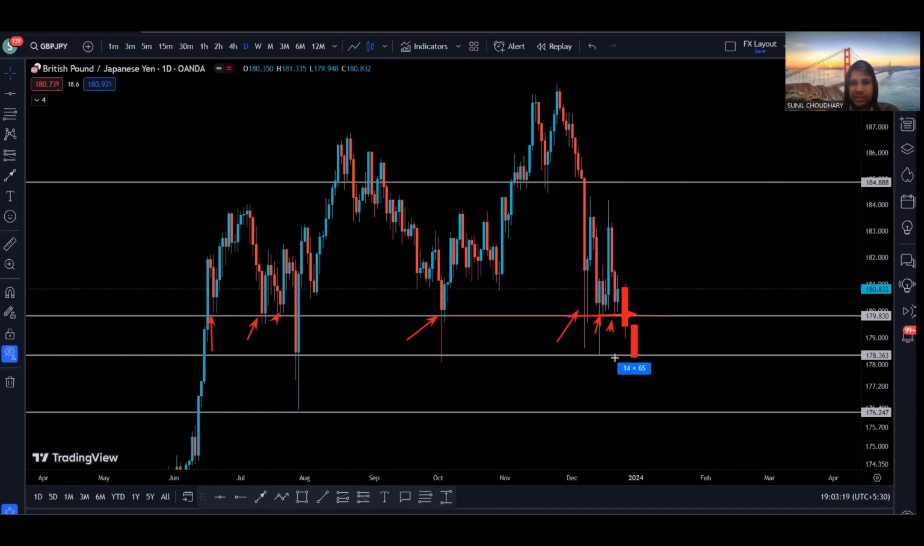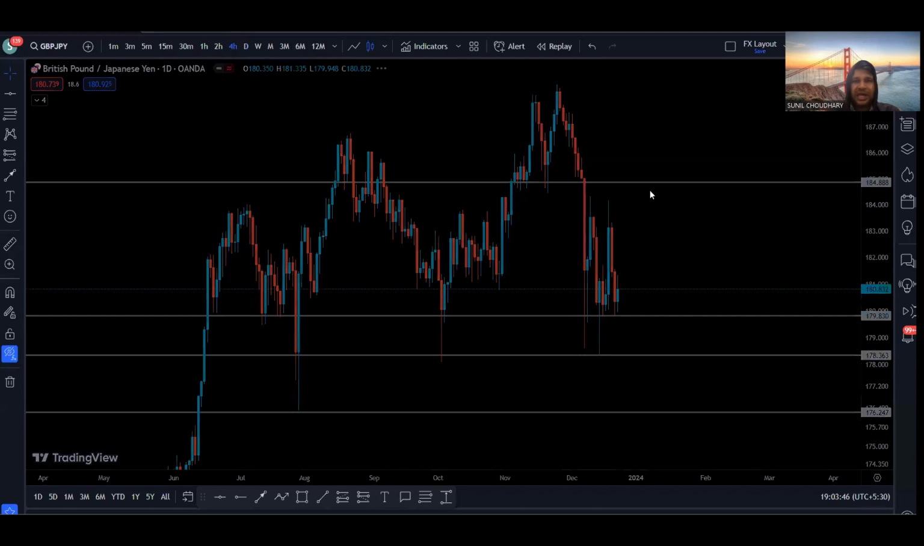The first target will be this area. As we can see, we got rejections in this area in the past, right? So we can see we got rejection in this area. This one is going to be the first target. Then if we get a closure below this area, there is a pretty high probability price will continue down to the next support. Also we could see that we have clean range on the left hand side. That is something I anticipate on the daily time frame.